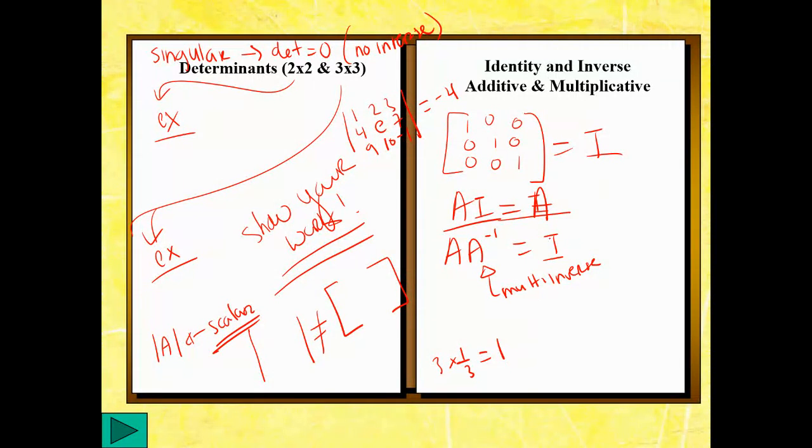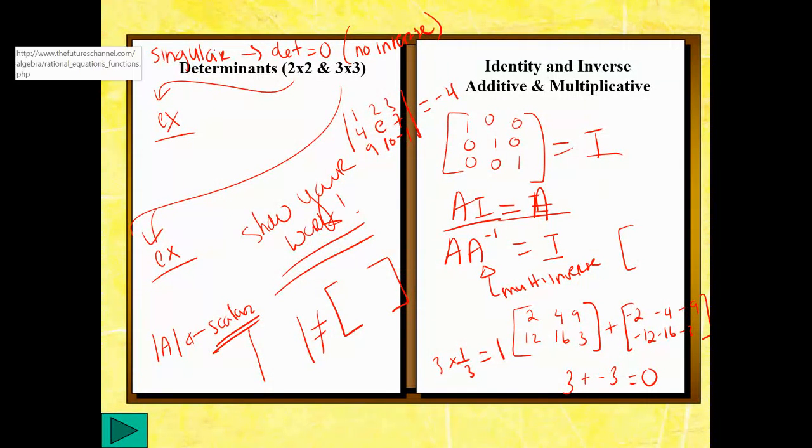The identity matrix is essentially just 1. Not dividing, it's just 1. I'm multiplying by the multiplicative inverse. The additive inverse is the one that's going to get us the 0 matrix, right? Like the additive inverse of 3 is -3, because it's going to give us 0. So if I had like 2, 4, 9, 12, 16, 3, I could have an additive inverse of this of -2, -4, -9, -12, -16, -3, because that's going to give me the 0 matrix. I guess for the determinant, I maybe should have included only square.